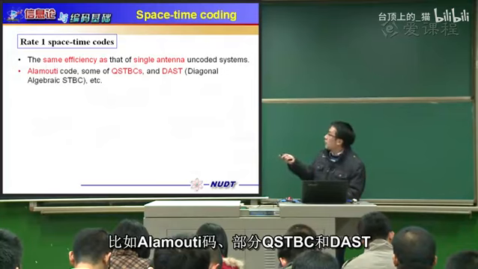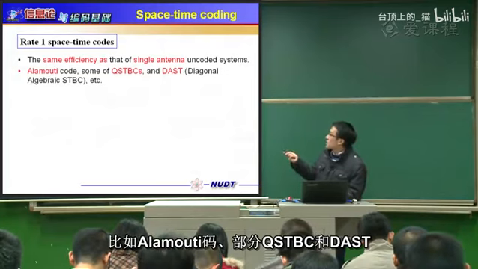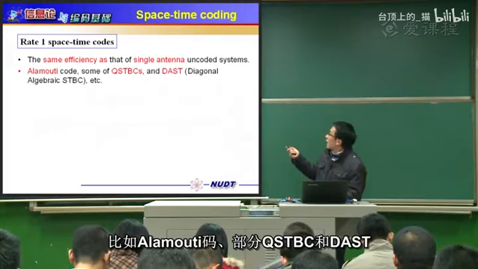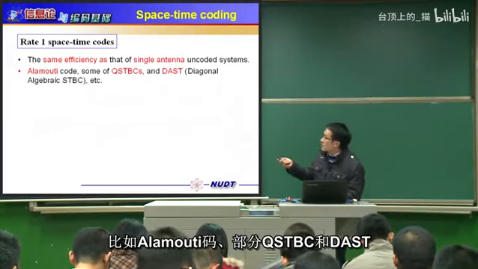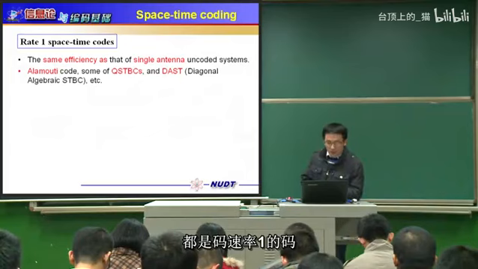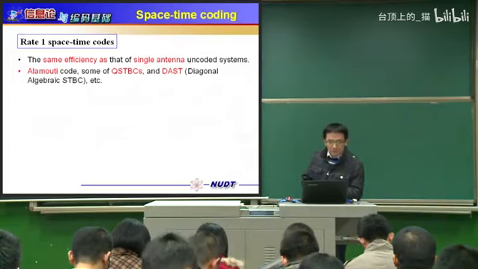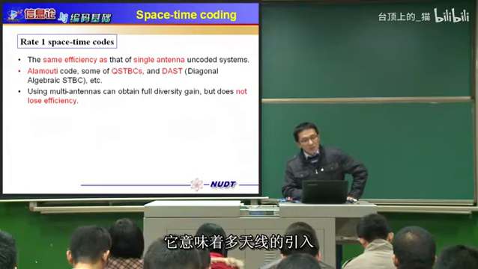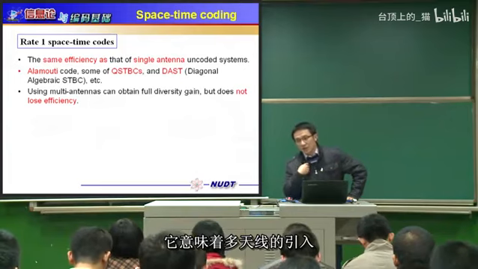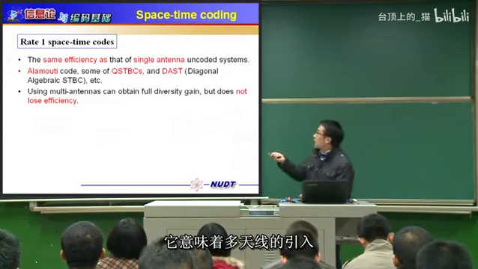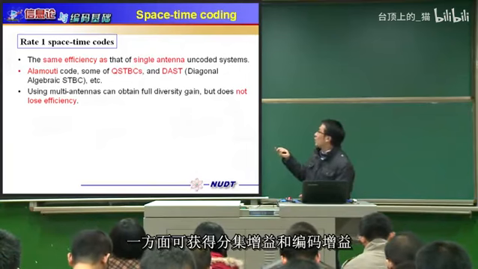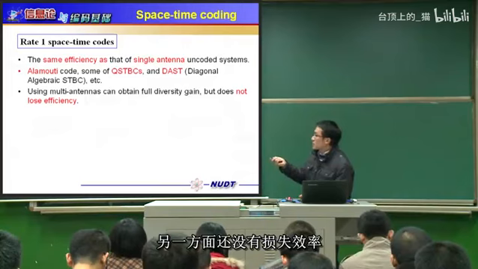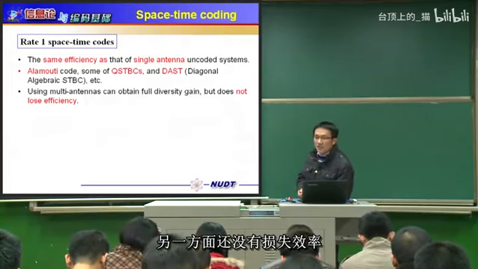Such as multi-code, the sum of QSTBC, which is quasi-orthogonal STBC, and diagonal algebraic STBC. These codes have rate 1. Rate 1 space-time codes show us that using multiple antennas can obtain full diversity gain and some coding gain, but does not lose efficiency compared with a single antenna system.